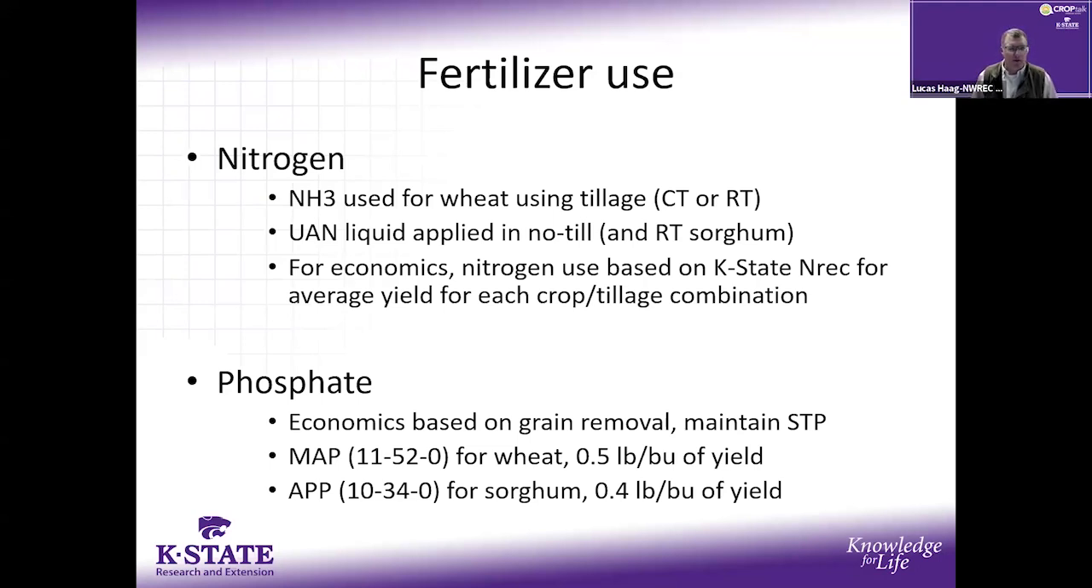I'm using our K-State NREC based on average yield for the N rates. On the FOSS, I'm using crop removal to maintain a level soil test P. And then we're using 11-52-0 in furrow with the wheat, assuming you're putting it on through air seeder, drill, or whatever, and then 10-34-0 with the planter for sorghum.